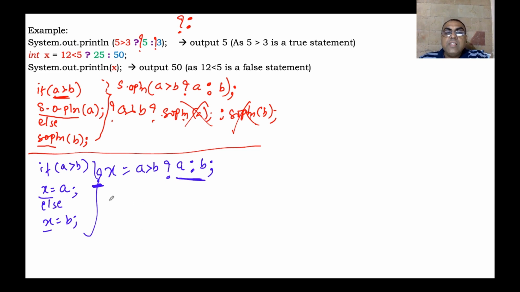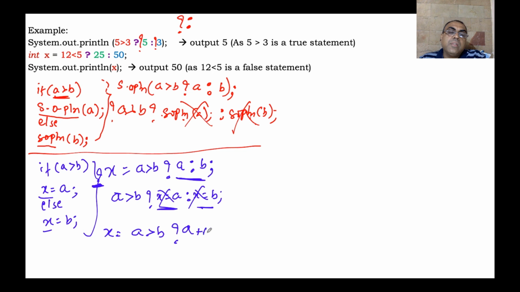Now many children end up writing this: a greater than b, then x is equal to a, else x is equal to b. Then you are wrong. You can't apply the assignment. However, at the same place, you can apply the increment, decrement and shorthand operators. Meaning, suppose I would have said x is equal to, for some reason, a greater than b, I can easily say a plus plus, else b plus plus. This is allowed. But assignment operator expressions are not allowed. Only shorthand and increment, decrement are allowed.